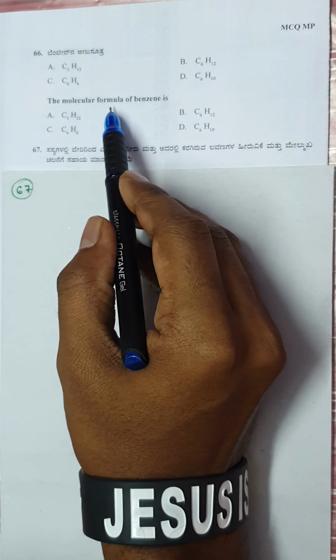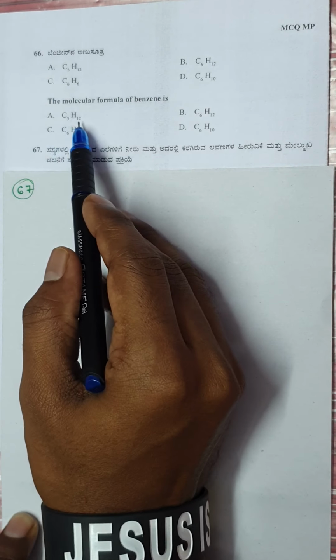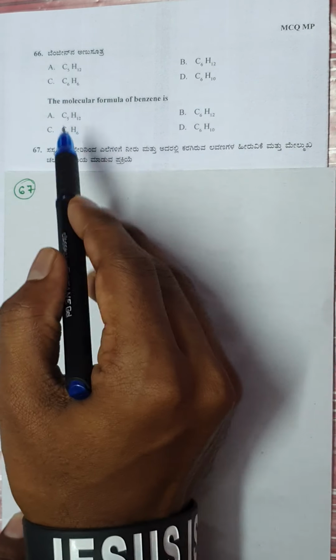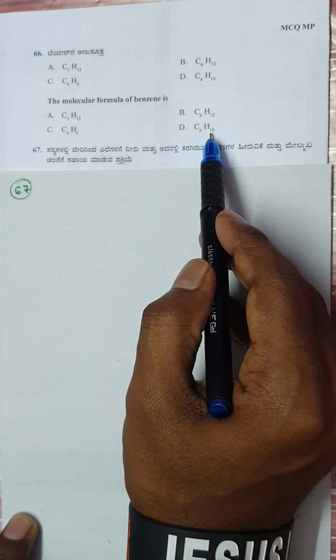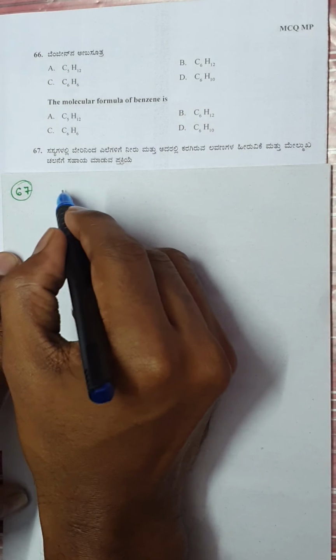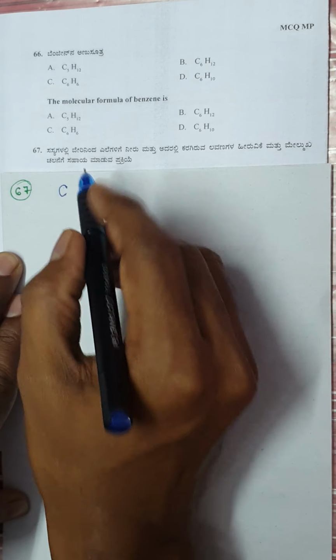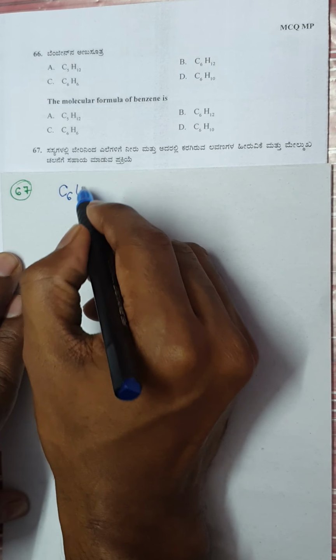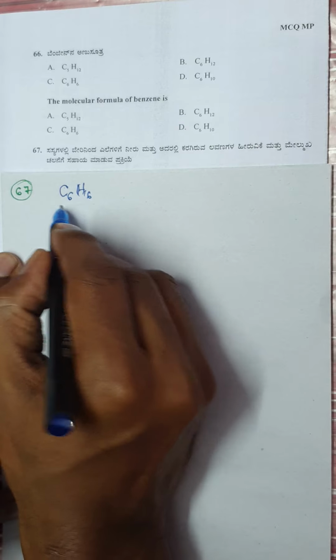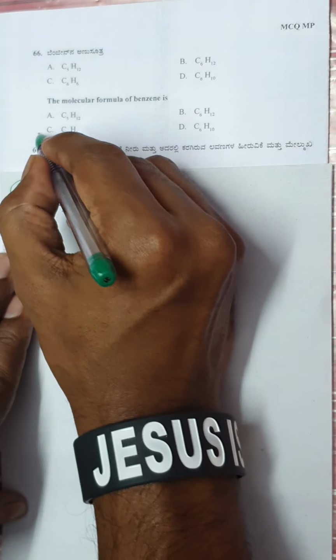The molecular formula of benzene is, we know benzene ring, C5H12, C6H12, C6H6, C6H16. Okay, it's very easy to remember, dear students. The molecular formula of benzene is just like your ABD. It's all sixes. That is nothing but C6H6. Okay, so this is the molecular formula which is given in option C.